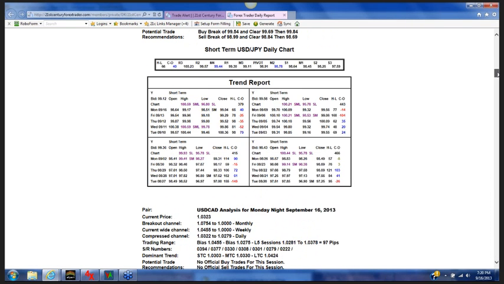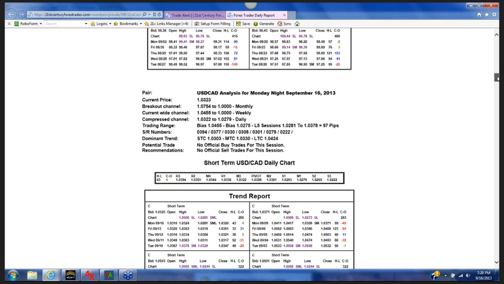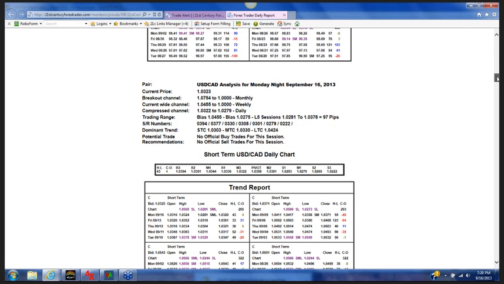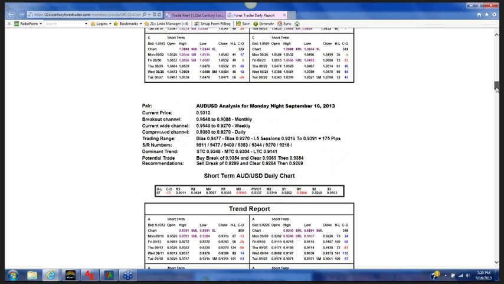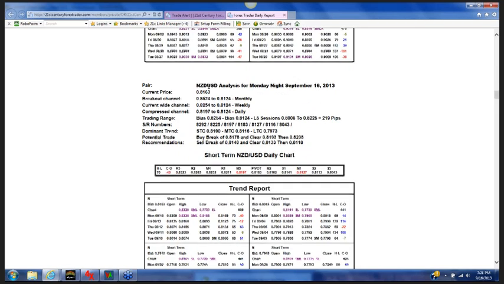So then just scrolling through, if there's other currency pairs that you like to trade, utilize the report the exact same way. Just simply scrolling through kind of sets us up for the entire trading week.